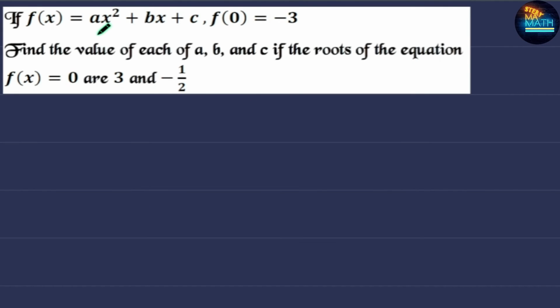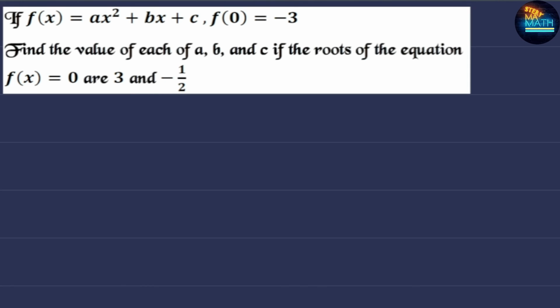If f of x is equal to ax squared plus bx plus c, and f of 0 is equal to negative 3, find the value of each of a, b, and c if the roots of the equation f of x equal to 0 are 3 and negative 1/2.